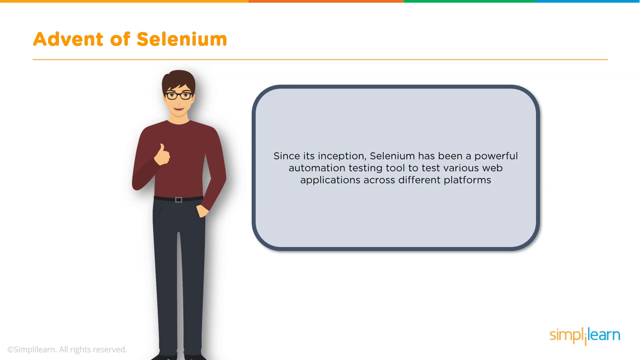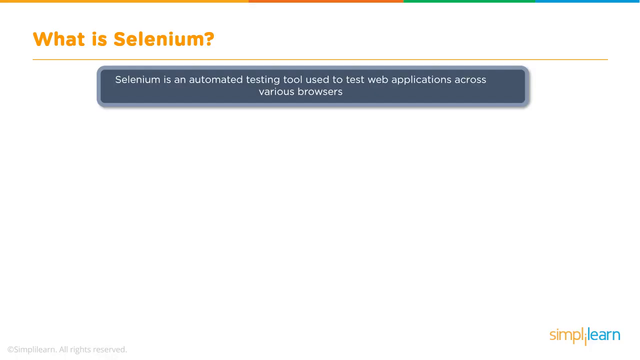Since then, Selenium has become one of the most powerful tools to test web applications. So what is Selenium? Selenium is the most popular and widely used automation tool for automating your web application. It enables us to test web applications on all kinds of browsers like IE, Chrome, Firefox, Safari, Edge, Opera, and even the headless browser. Selenium is open source and platform independent.